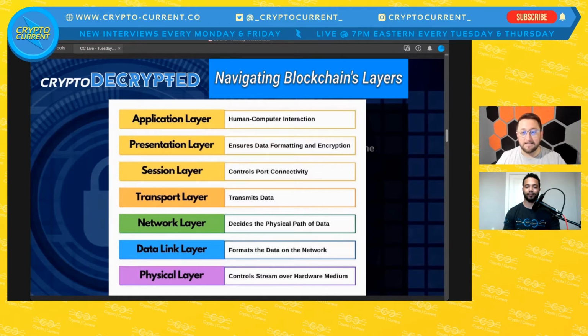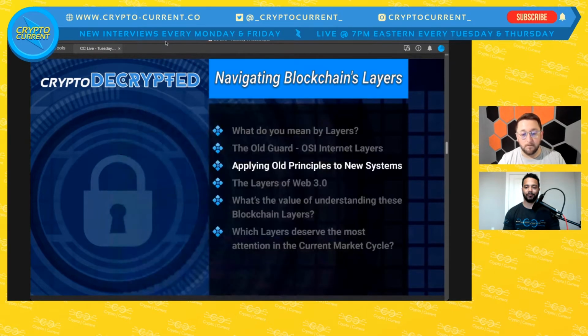That is how it was built. And it could not get to the application layer without having a data link layer. You couldn't get to the presentation layer without having a physical layer. It has to be built like that. So when we get into this larger discussion about blockchain stack, we are actually applying old principles to new systems. You have to build it sequentially.